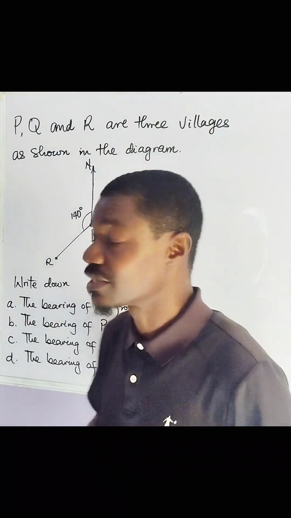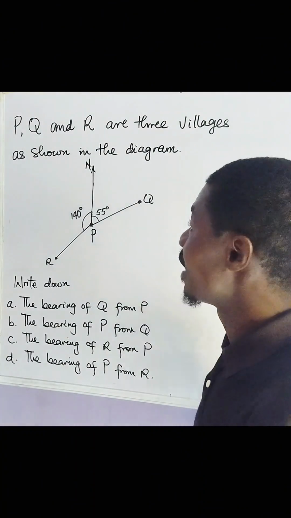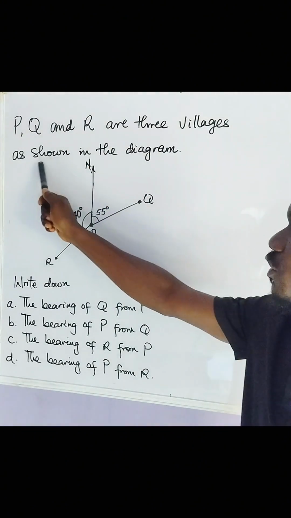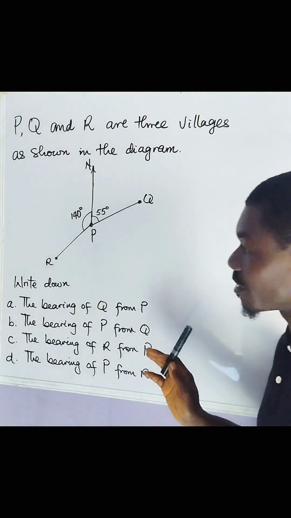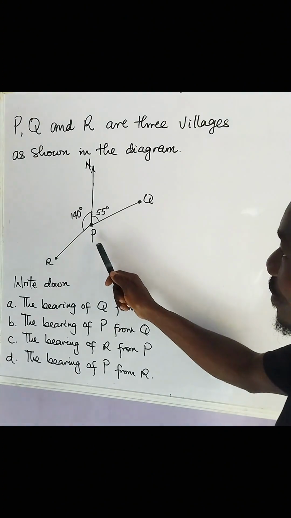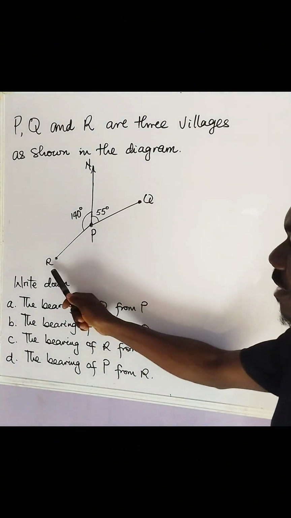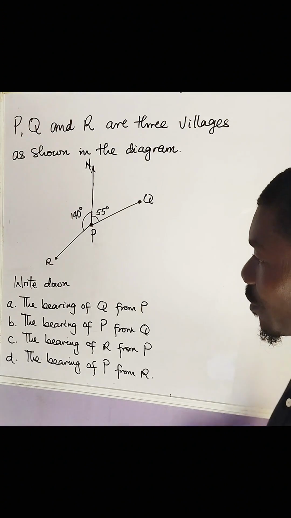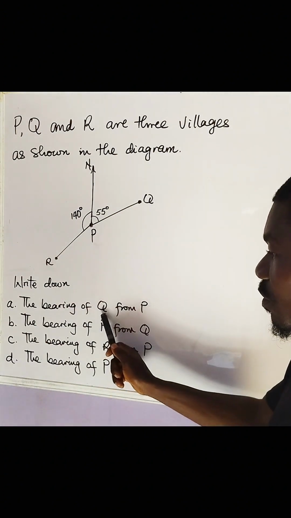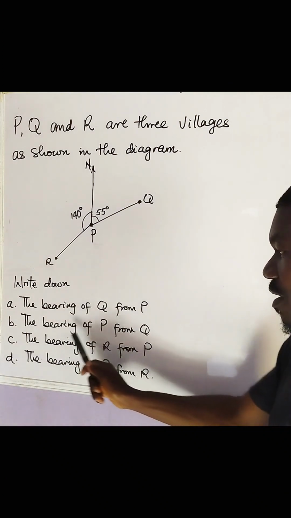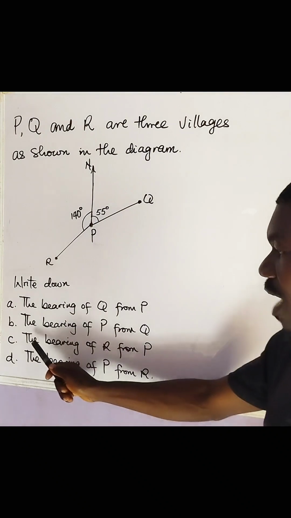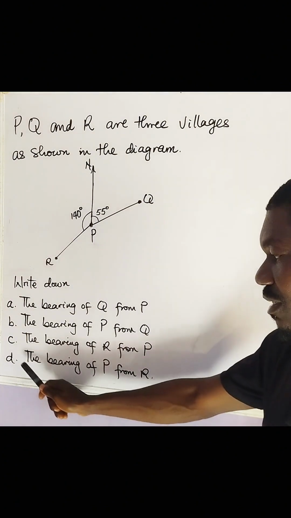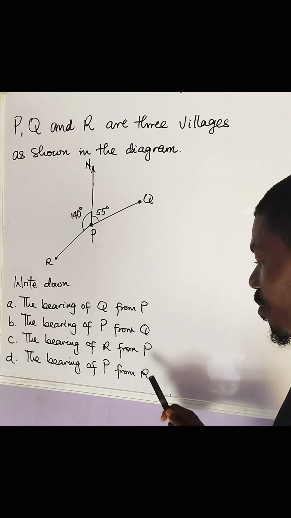Now before us is this question under bearing, and it says P, Q and R are three villages as shown in the diagram. Now here's the diagram. Here you have P, Q and R, while this is the north. We are told to write down the bearing of Q from P, the bearing of P from Q, and the bearing of R from P, then D, the bearing of P from R.